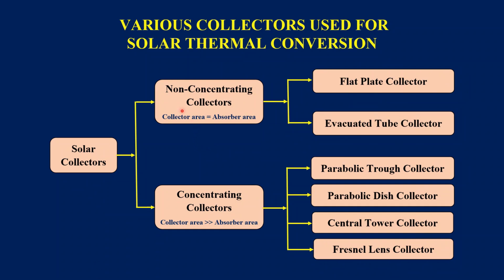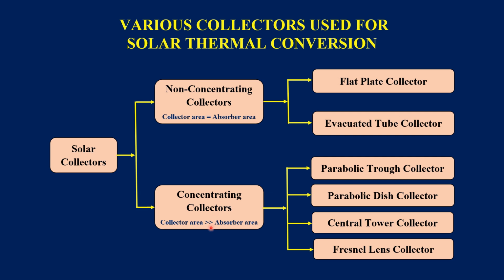They are non-concentrating collectors and concentrating collectors. Non-concentrating collectors receive solar radiation over a wide area, and the absorber area, that is the area in which solar radiation is absorbed, is equal to the collector area. So collector area and absorber area are equal for non-concentrating collectors. And the examples for non-concentrating collectors are flat plate collector and evacuated tube collector.